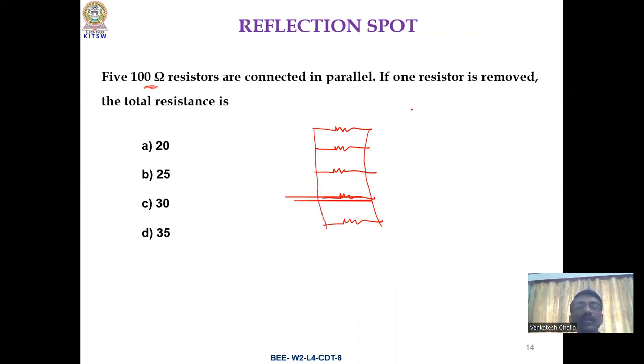They are connected in parallel. If I remove one of the resistors, how many resistors will there be? 4 resistors will be there, and each is 100 ohms. So this is 100, this is 100, and this is 100. Now this 100 and this 100 are in parallel. When I combine, they become 50 ohms. Similarly, the other two 100 are in parallel, and they become 50 ohms. 50 and 50 in parallel finally give 25 ohms for 4 resistors. The total resistance is 25 ohms.